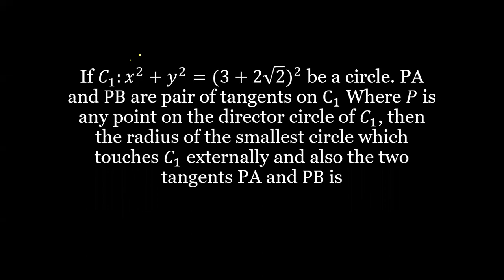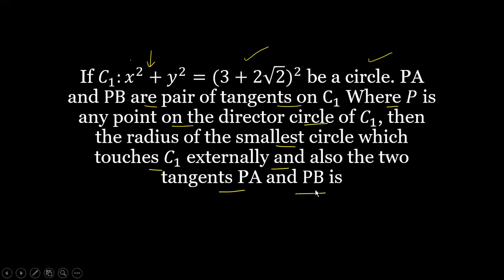So in this problem, it is given that x square plus y square is equal to 3 plus 2 root 2 whole square. C1 is a circle, and PA and PB are the pair of tangents on C1, where P is any point on the director circle of C1. Then the radius of the smallest circle which touches C1 externally, and also the two tangents PA and PB.